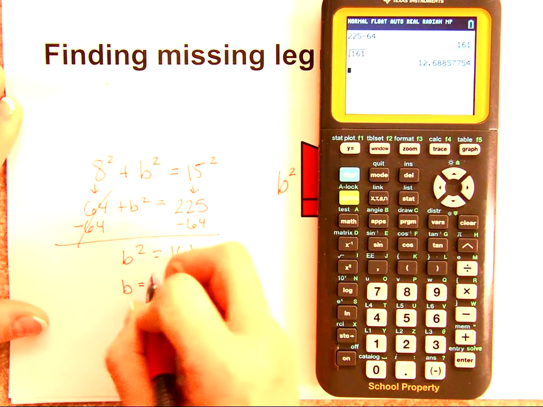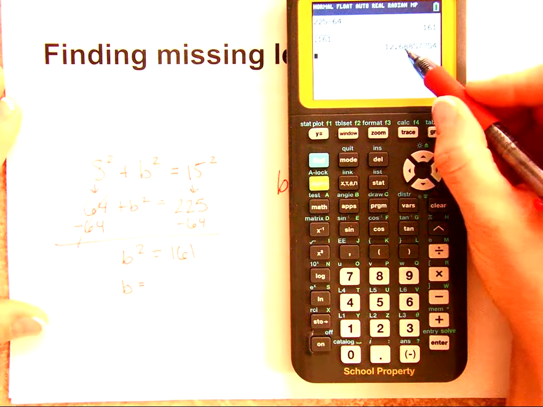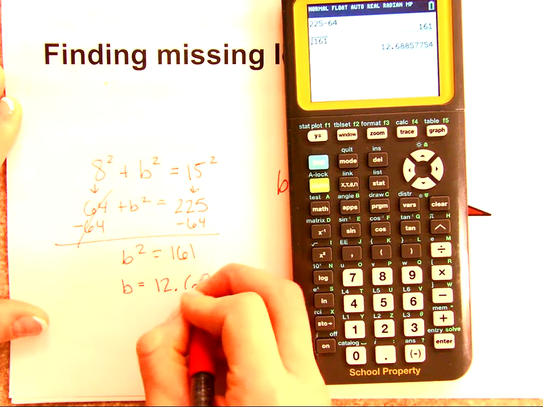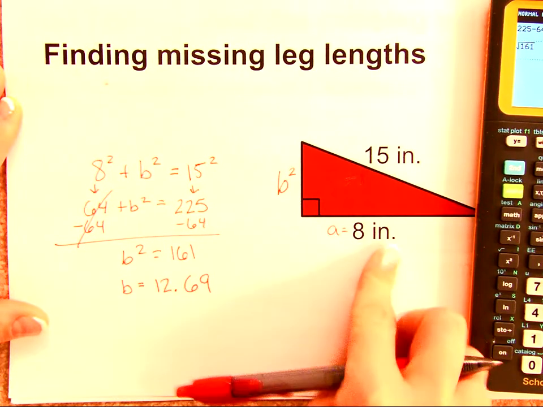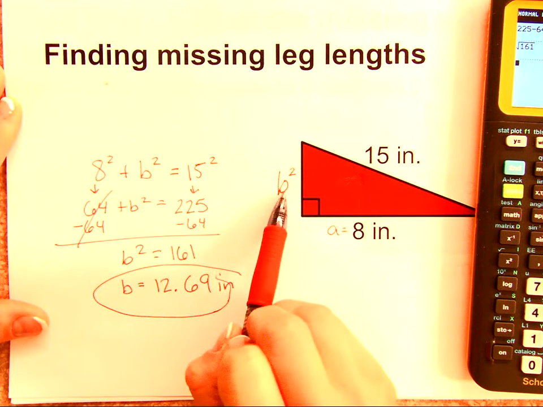b is going to be, well, let's round to the hundredths place. So that would be the second decimal here. So it would be 12.69, and we are talking about inches. So 12.69 inches is this other side length.